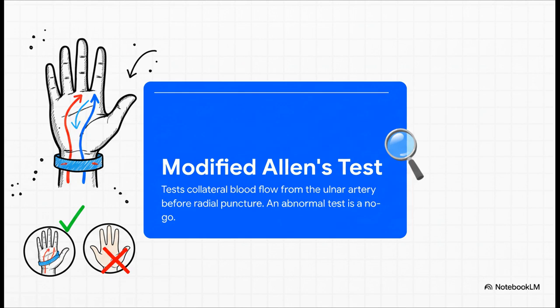Seriously, before you even think about poking the radial artery, you have to do this. It's a safety check to make sure the ulnar artery can supply the hand with blood all by itself, just in case something happens to the radial artery. If the test is good, you proceed. If it's abnormal, it is an absolute no-go.